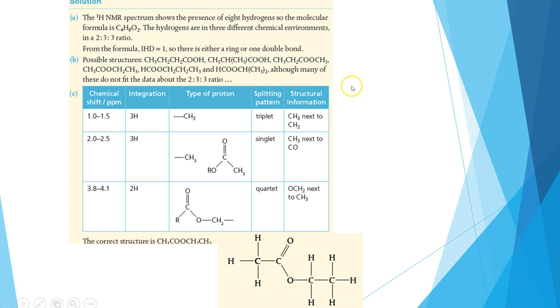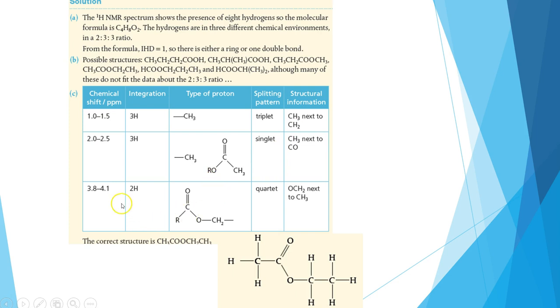So if we're looking at a carboxylic acid or an ester, the first thing that we're going to see is that we don't have an OH acid shift from our chemical shift, but we do have 3 environments. So we would go through all these structures, narrow down which ones have 3 environments. Chemical shift of 1 to 1.5 with an integration of 3H is always going to be a CH3. We can see it has a triplet splitting pattern, so it must be sitting next to a CH2.